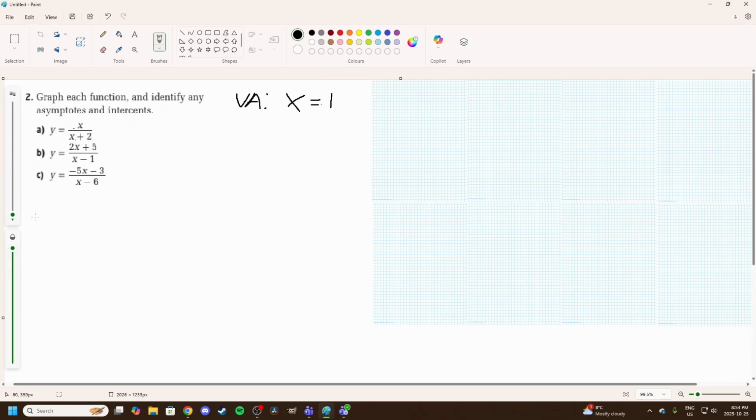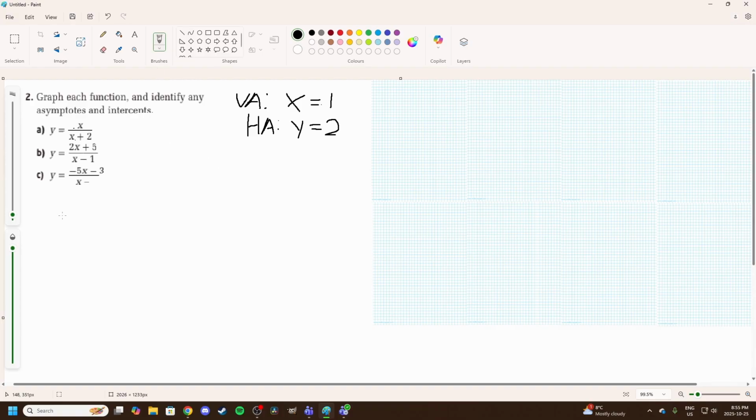Okay, now let's find the horizontal asymptote. For the horizontal asymptote, we compare the degrees of the polynomials, which in this case, the highest degree for each of them is x to the 1, right? Since they're the same, what we can do is compare the leading coefficients, right? So we have 2x to the 1 over x to the 1, and there's always a 1 hidden in front. These will cancel, and they're left with 2 over 1, or 2. So our horizontal asymptote will be at y equals 2.